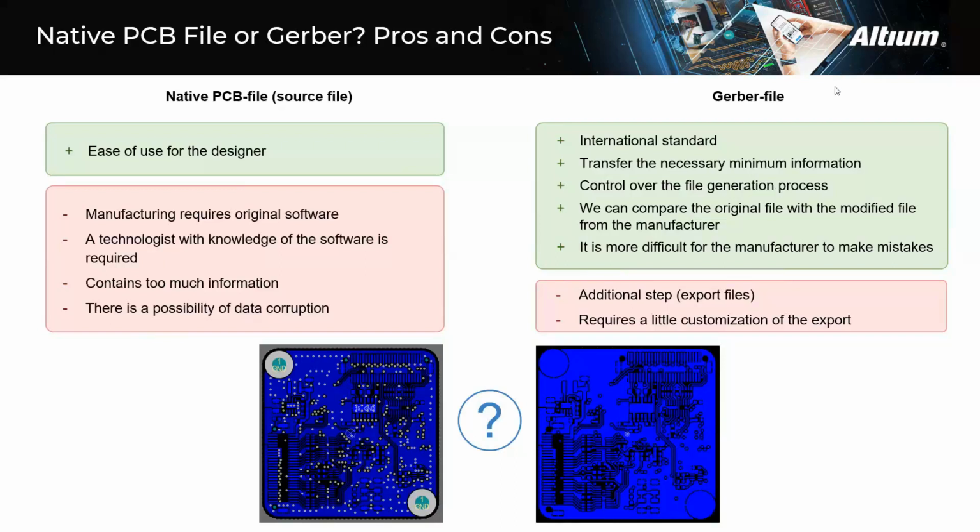And what are the pros of the Gerber file? It is the international standard. It transfers the necessary minimum information. You have control over the file generation process. We can compare the original file with the modified file from the manufacturer. It is more difficult for the manufacturer to make mistakes. What are the cons? Additional steps are required for exporting the files, and it requires a little customization of the model. These are the pros and cons of the PCB and the Gerber.